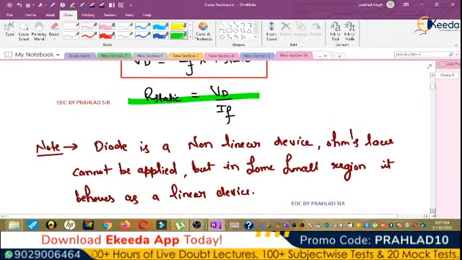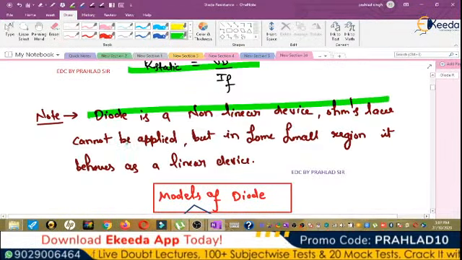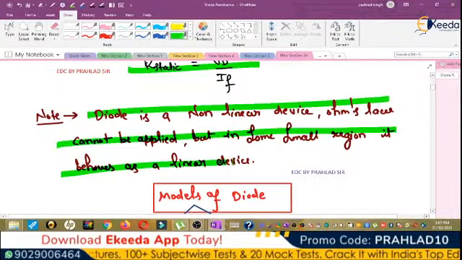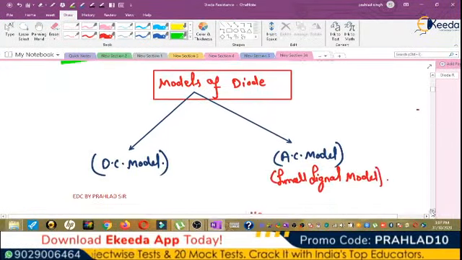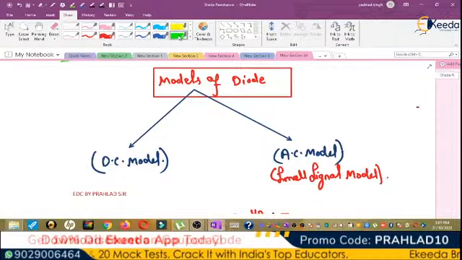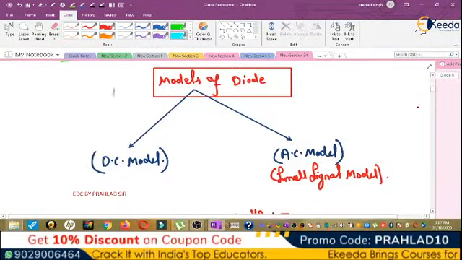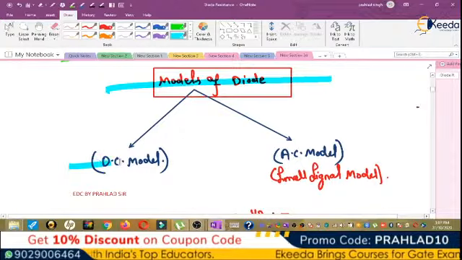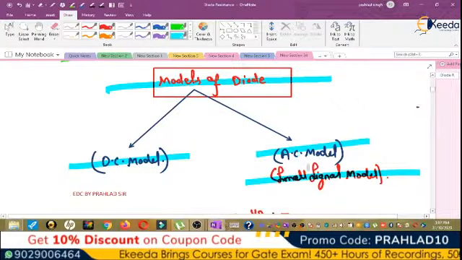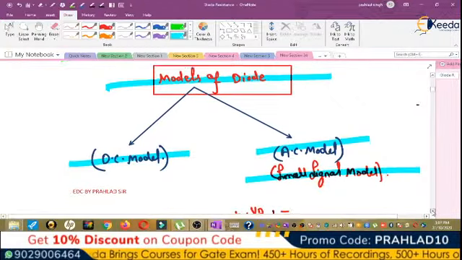A diode is basically a non-linear device, and Ohm's law cannot be applied, but in some small region it behaves as a linear device. So at that point we can apply Ohm's law. When we talk about the models of diode, these models are of two types: one is the DC model and another one is the AC model. The AC model is also called the small signal model.